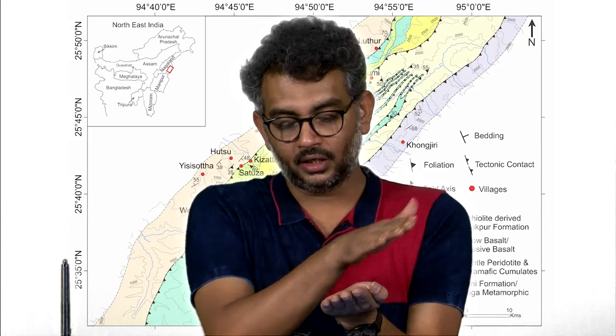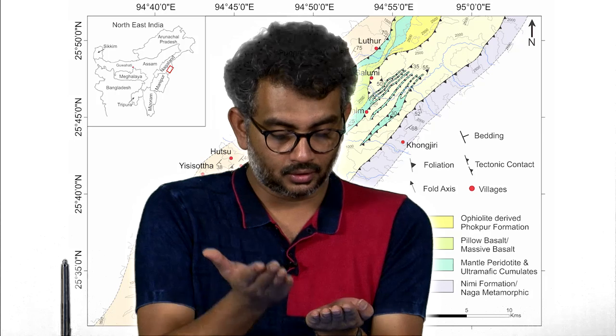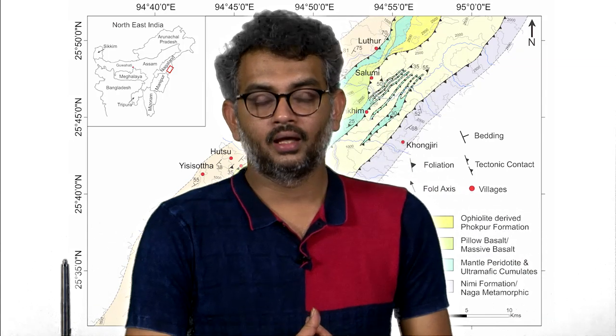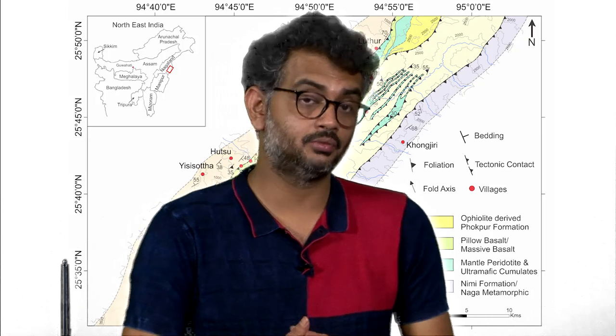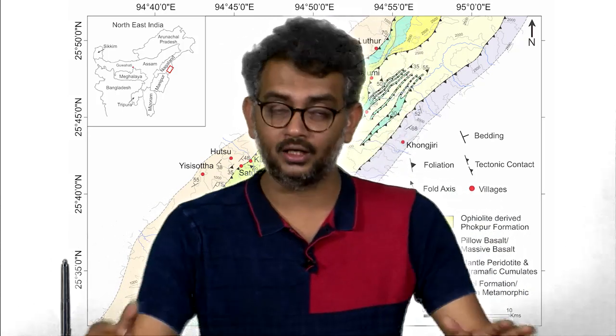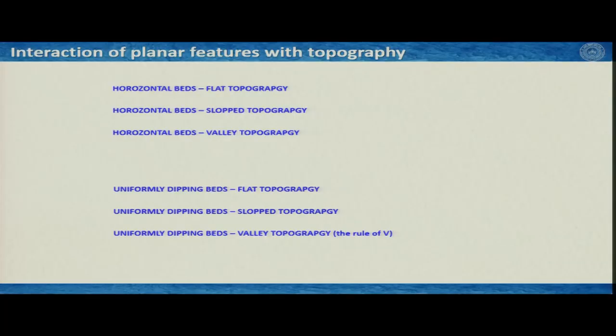Now, if your bed is again flat, but your topography is in a particular slope, a very gentle slope, then topography would go down and at one point of time it would cut the contact between one bed and another bed. So, the other bed will be exposed on the topography. And this can be a valley topography, a mountain topography and so on. So, there are three possibilities: you have horizontal beds with flat topography, slope topography and valley topography. Then you can have uniformly dipping beds, and again you can have flat topography, slope topography and valley topography. And this is exactly what the rule of V is. We'll learn about it soon. But let's try to understand this process in a better way.